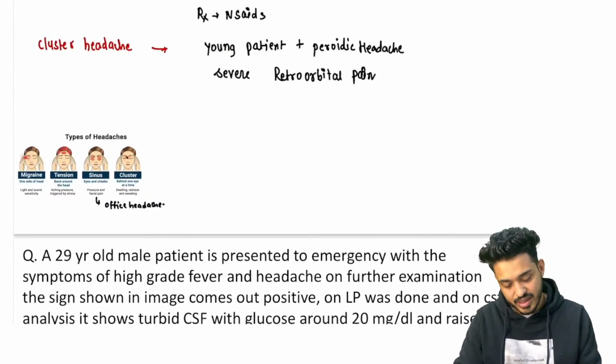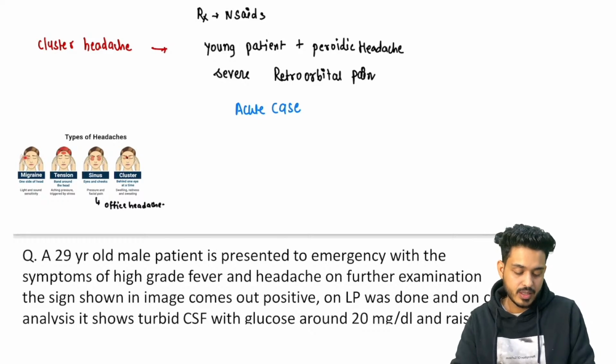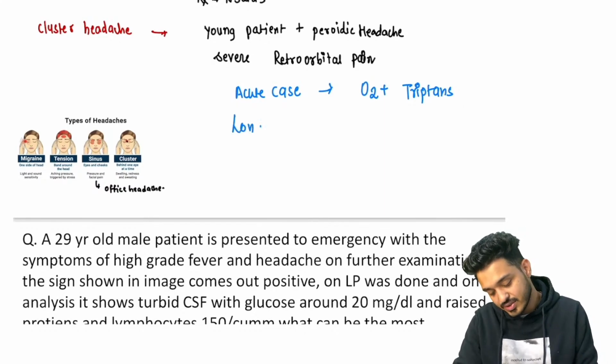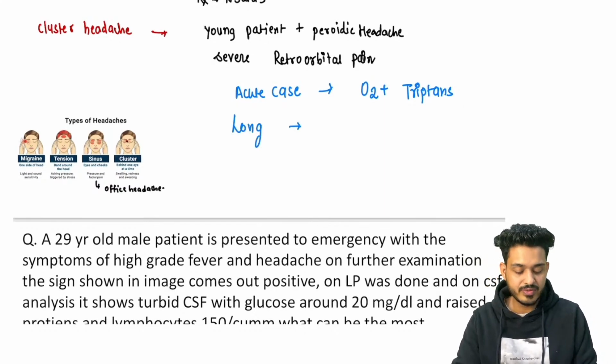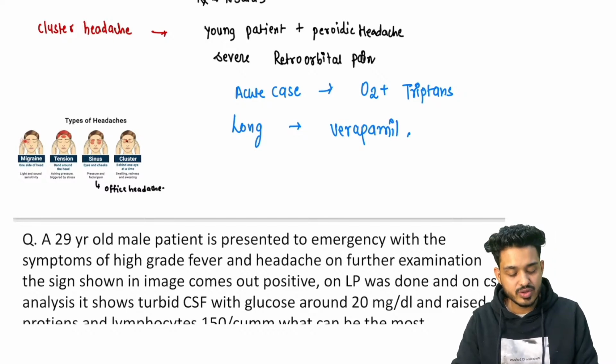How are you going to treat this particular situation? In the acute cases, guys, you are going to give oxygen plus triptans. Oxygen plus triptans are the drugs you would like to give. Oxygen is the treatment here. For long-term cases, we will be using calcium channel blockers, the central one, that is going to be your verapamil. We can also use drugs like lithium.